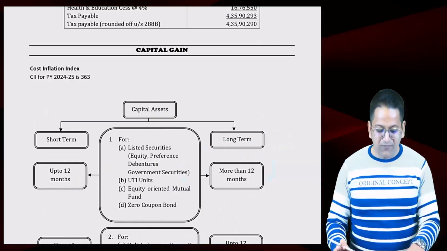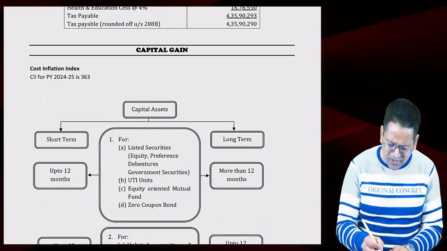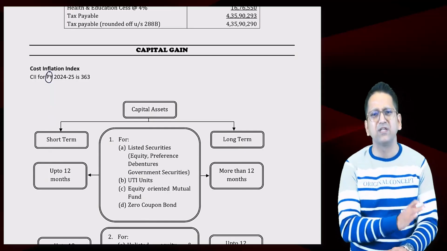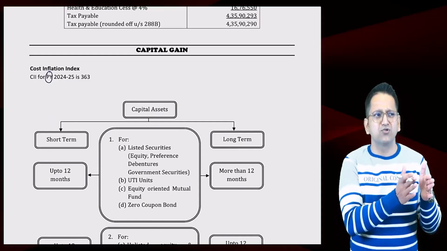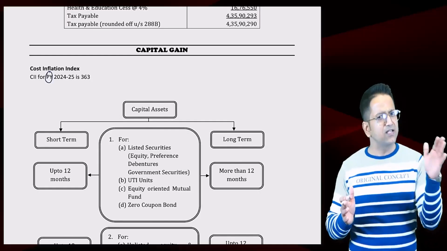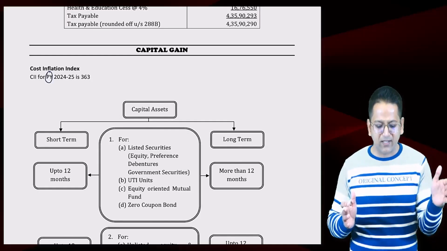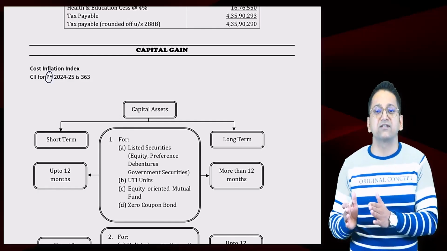Let's start this. The cost inflation index for 24-25, which is the previous year. The cost inflation index is always in reference to the previous year. We are discussing assessment year 25-26, so the previous year 24-25 cost inflation index is 363. How much was it before? It was 348 in the previous year 23-24, and it has jumped to 363.